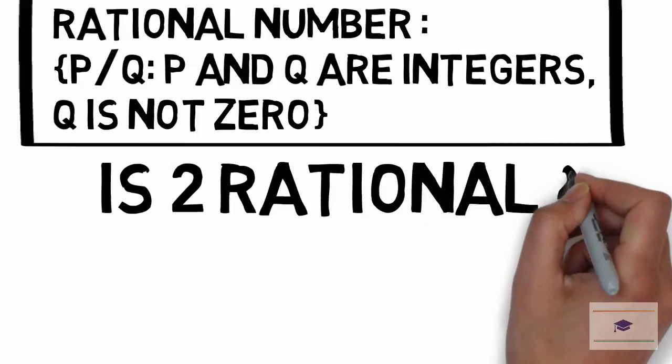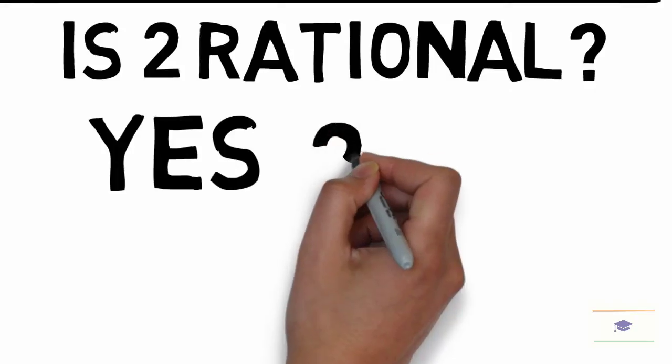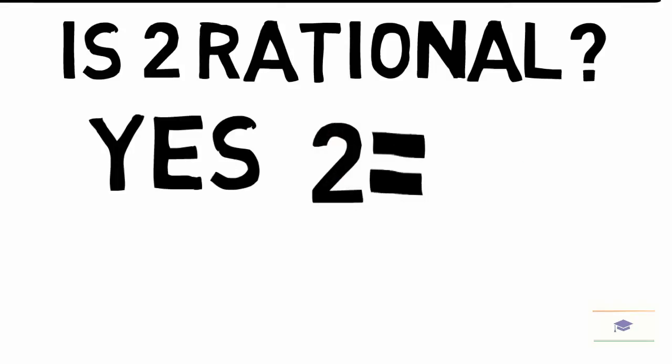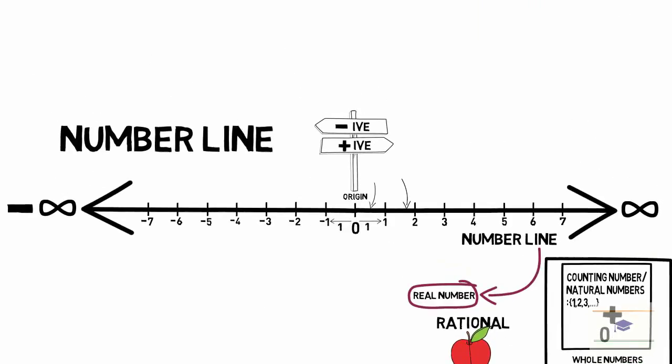I now have a question for you. Is 2 a rational number? The answer is yes, because it can be written in the form of p by q, that is 2 by 1, which equals 2. Rational numbers include integers and fractions on the number line.